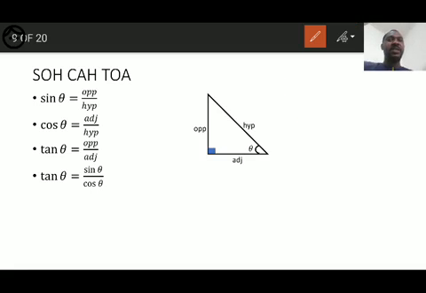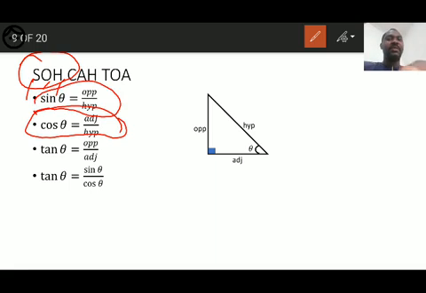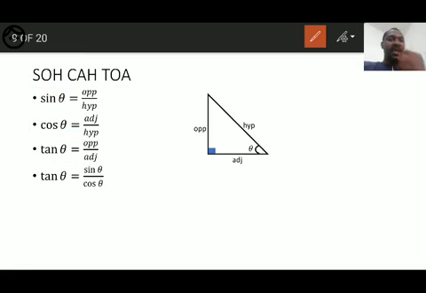So when we say SOH CAH TOA, SOH means sine is opposite over hypotenuse. So that's how we have sine theta is opposite over hypotenuse. The same thing, CAH there is cosine adjacent over hypotenuse. That's why we say cos theta is adjacent over hypotenuse. The same thing with tan theta, TOA, tan is opposite over adjacent. That's the reason why we have what we have there.